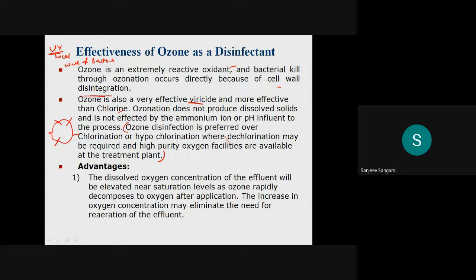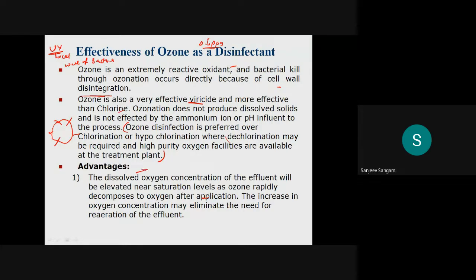Okay, so whatever the 0.1 ppm residual will be there, even it will go after some time, nothing will be there. Just like the chlorination process, it won't produce any chlorine byproducts or ozone byproducts. See, it is a completely clean disinfection process. The advantage is that the dissolved oxygen concentration of the effluent will be elevated near saturation level, as the ozone rapidly decomposes to oxygen after the application.